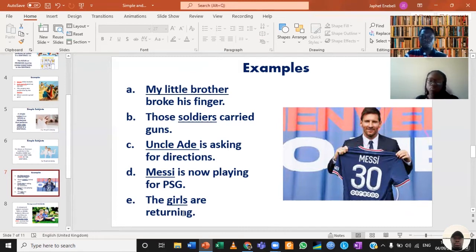It's talking about the person who broke his finger. One person, right? One person performing the action. Now, look at B. Those soldiers carried guns. Remember I told you, it doesn't matter if it's singular or plural, as long as it's just one word representing the subject.